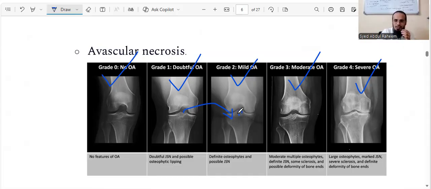Osteophytes have also started, meaning bone spurs. Okay. And you can see how this is looking. Even more problem than that. Even more space is reduced. And multiple osteophytes, sclerosis, and bone deformities.